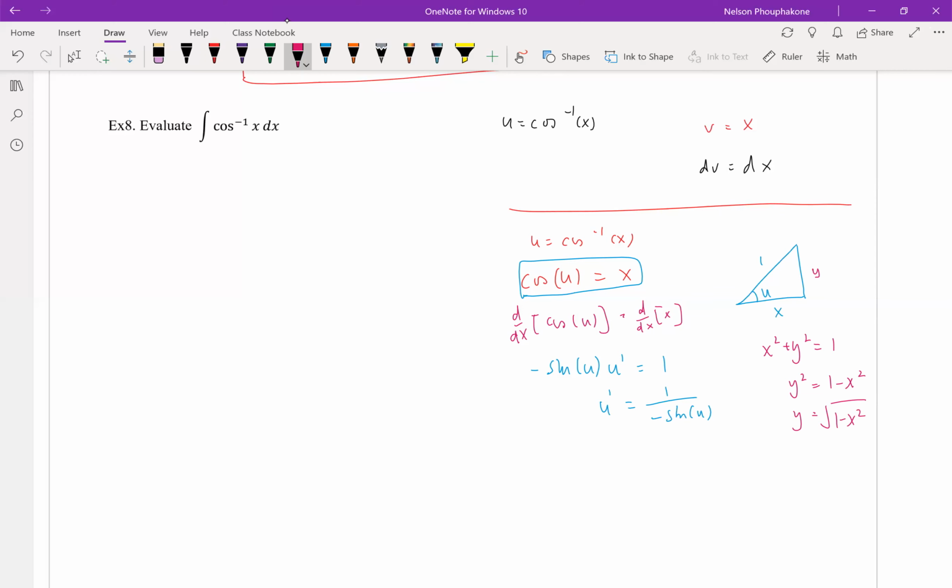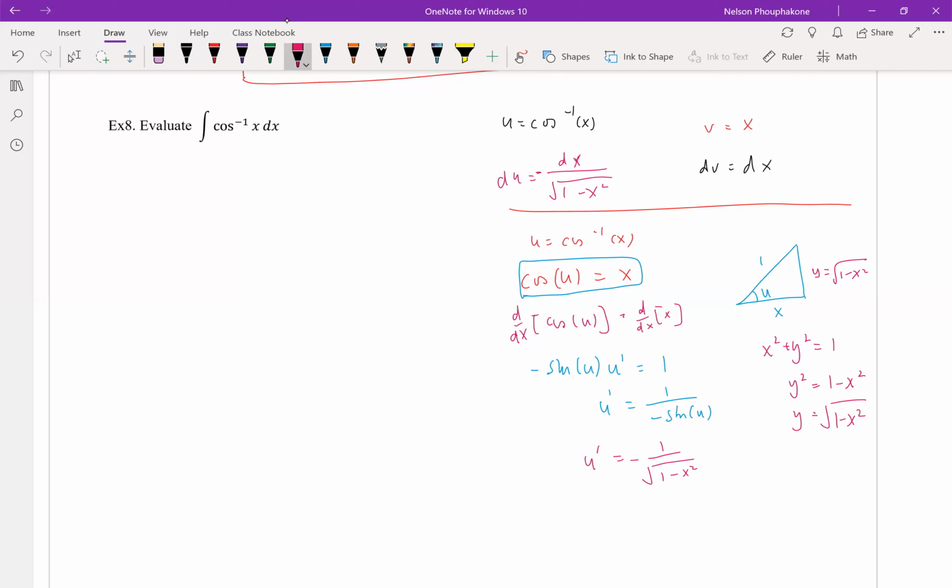Then in this triangle, what is sine of u? The sine of u basically will be the square root of 1 minus x squared over 1. So therefore, in this case, I will have u prime is 1 over, it's a negative thing, 1 over the square root of 1 minus x squared. So therefore, again, du is dx over negative, don't forget the negative, the square root of 1 minus x squared.